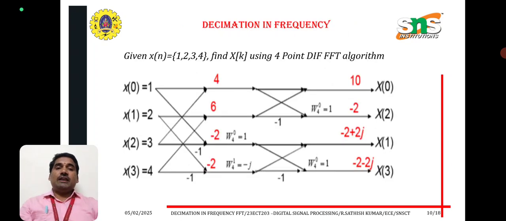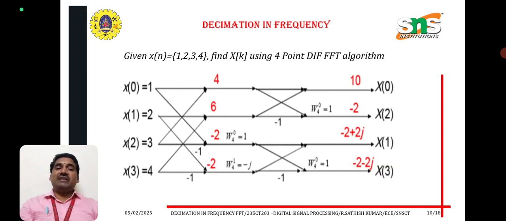Given x of n is equal to 1, 2, 3, 4, find X of k using the 4-point DIF FFT algorithm. x of 0 is equal to 1, x of 1 is equal to 2, x of 2 is equal to 3, x of 3 is equal to 4. We get the output as 1 plus 3, which is 4, 2 plus 4, which is 6, then 1 minus 3, which is equal to minus 2, and 2 minus 4, which is equal to minus 2. We get the output as 4, 6, minus 2, minus 2.